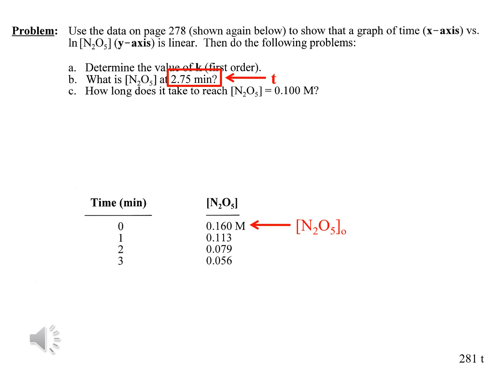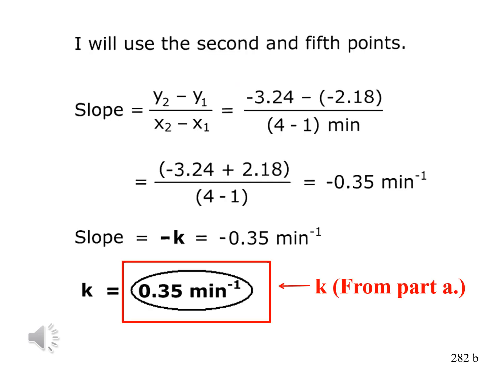Anytime it says concentration at time 0, you look at the 0 time point, and the number you use is whatever concentration is listed in the data at that point. When we did the slope of the line, we found out that the k value is 0.35 minutes to the minus 1, and so that's going to stay constant for any of the problems we do with this equation.